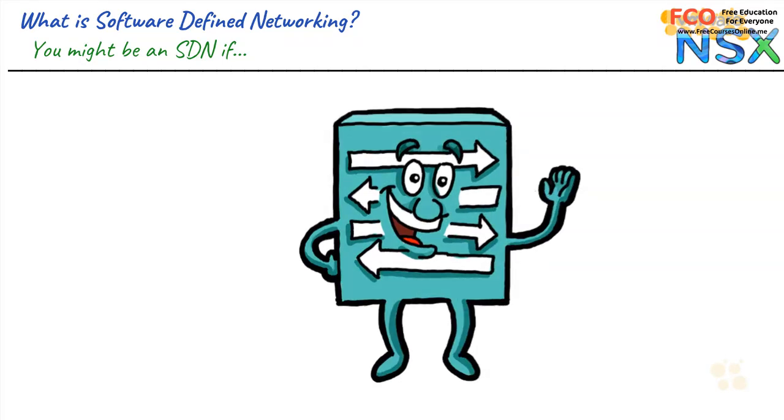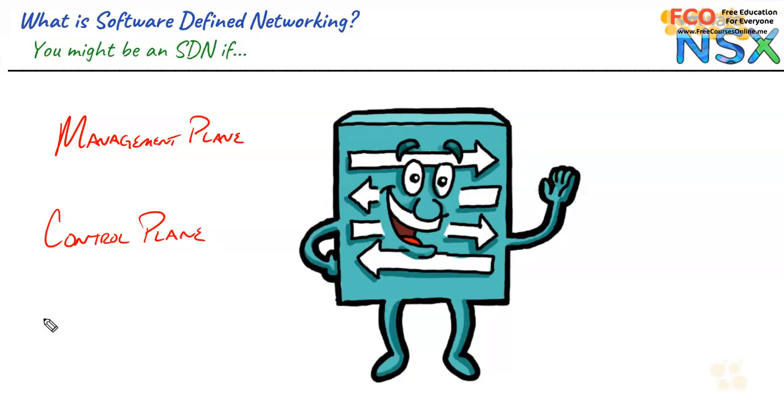When we talk about engaging with a switch, we can actually talk about the way that the switch is a part of the network in three main ways. Those are the management plane, the control plane, and the data plane. So let's first think about that data plane.